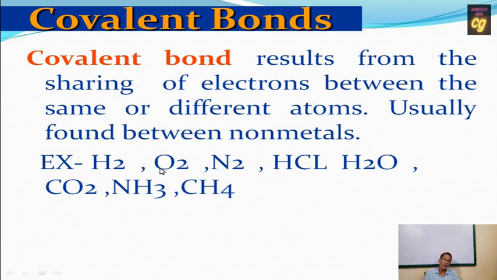What are the examples of covalent compounds? That is covalent molecules, that is hydrogen, oxygen, nitrogen molecule, hydrochloric acid, water, carbon dioxide, ammonia and methane. These are some examples of covalent compounds and all of them are covalent molecules.